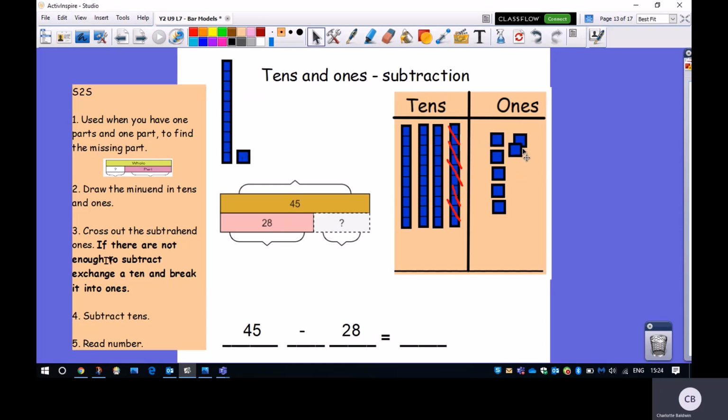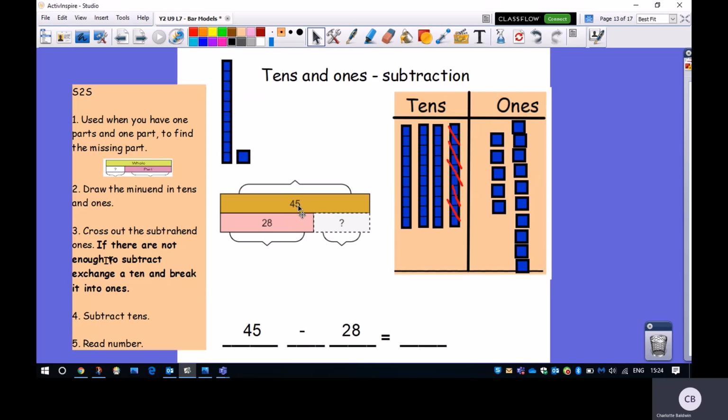1, 2, 3, 4, 5, 6, 7, 8, 9, 10. Okay, so that's exactly the same. I've got 10 ones, and instead of having a block of 10. So my next step, now that I've done that, is I need to cross out the ones.